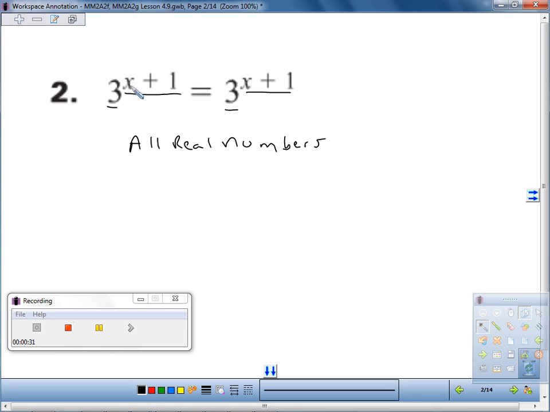Okay, because anything we put in for x on this side is going to give us the exact same thing on this side. So all real numbers would be the answer to that.